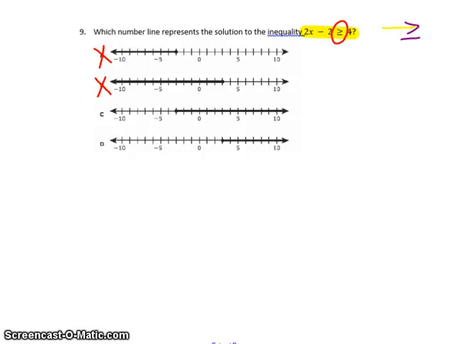So now let's go back and let's solve it. So I have 2x minus 2 is greater than or equal to 4. Remember that I can solve this a couple of ways, but the most popular way is to draw your flowchart. So let's draw a flowchart.